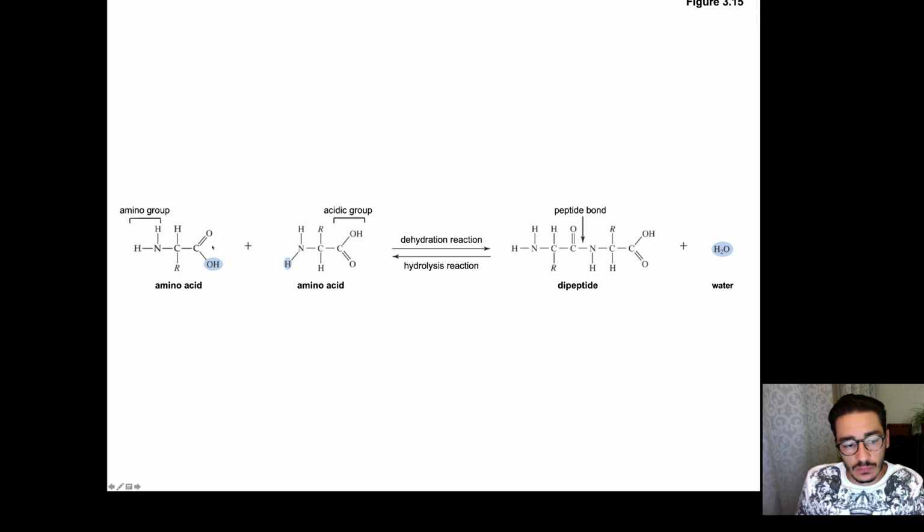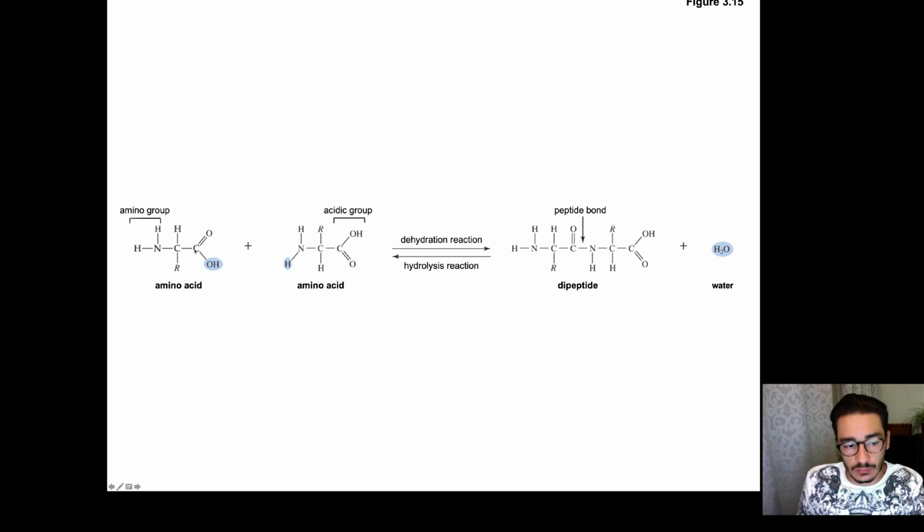And when you go from the left to the right, this is called a dehydration reaction. So what is dehydration? From this vocabulary, you can actually translate what that means. Dehydration, low water, right? You don't have water. So what it means is you lose water. So in this reaction, you lose water.